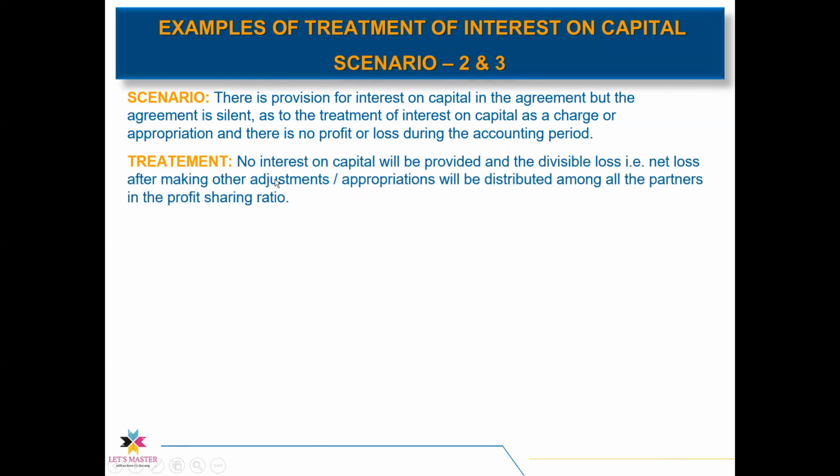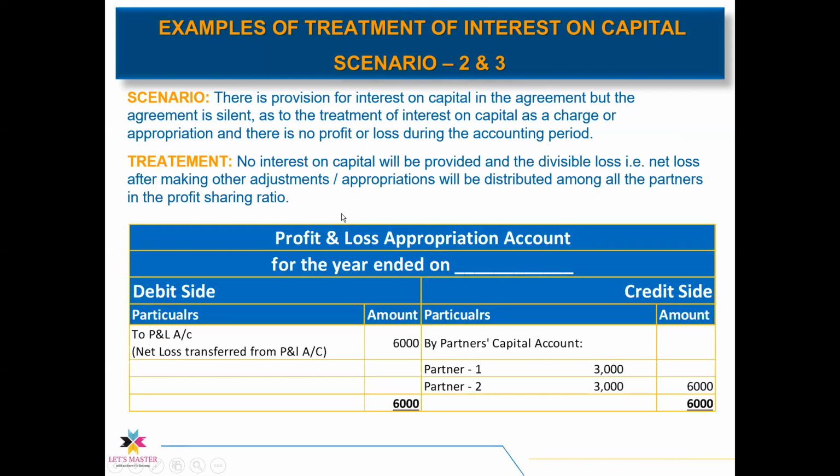Then in that case, no interest on capital would be provided, and the divisible loss, that is net loss after making other adjustment appropriations, will be distributed among all the partners in the profit sharing ratio. So this is how we will treat this. Net loss transferred to profit and loss account 6,000, and the 6,000 is distributed among both the partners in equal ratio, that is 3,000 each.